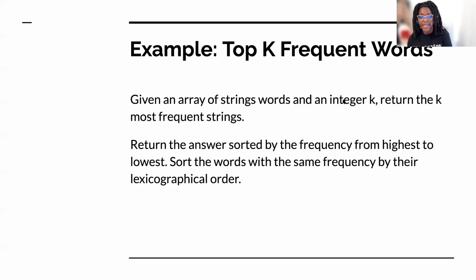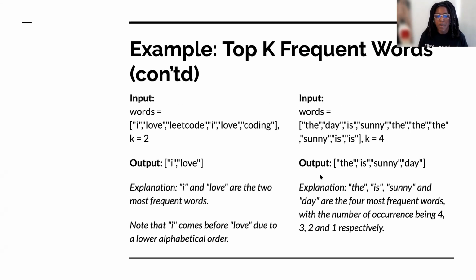Okay, so let's see an example. Top K Frequent Words. Very popular example if you're being asked a heap question in an interview. Given an array of strings, words, and an integer k, return the k most frequent strings. Return the answer sorted by the frequency from highest to lowest. Sort the words with the same frequency by their lexicographical order. Okay, what the heck does that even mean?